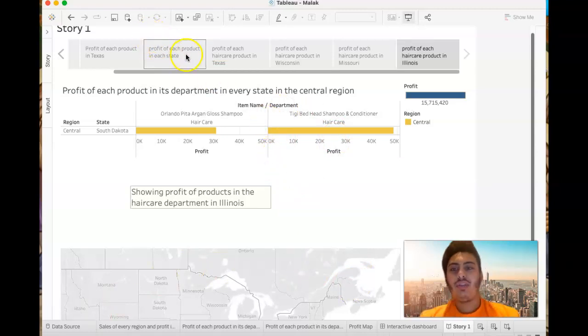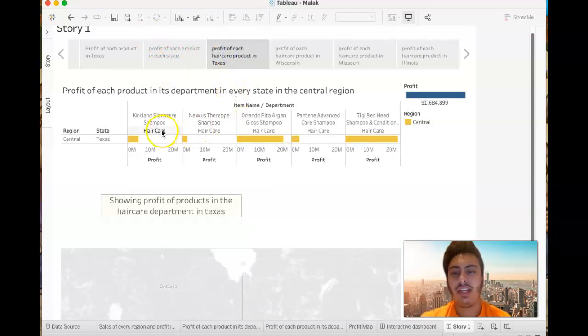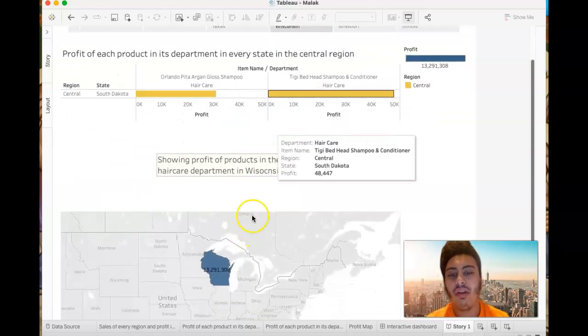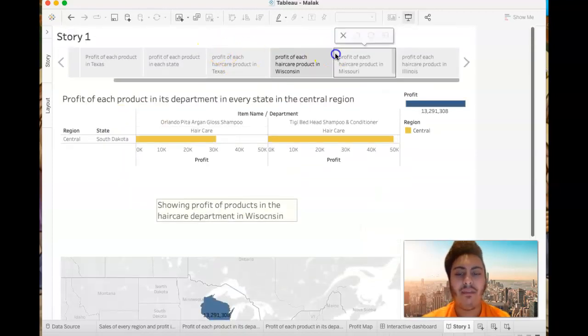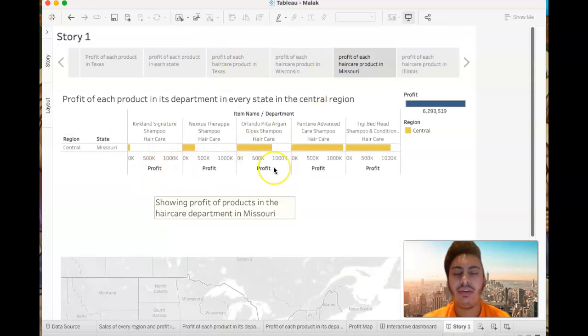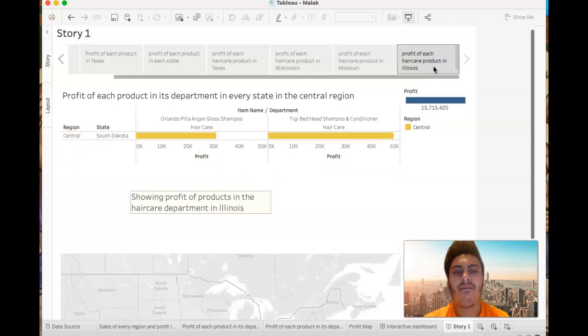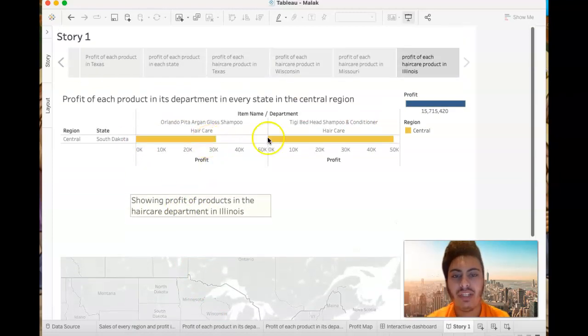So we want to see, right? The first one is Texas. Texas is the most, right? We see Texas here, the profit of each item in each department in the central region. So we know Texas is the most. Now we would like to compare others that are in high profit areas. So we have Wisconsin here. Same thing, we see the profit. And then we have Missouri here. We also see their profits, and they're in the central region. And we have Illinois. Also we do the same thing. We look and we see it since it also is in the high profit region.